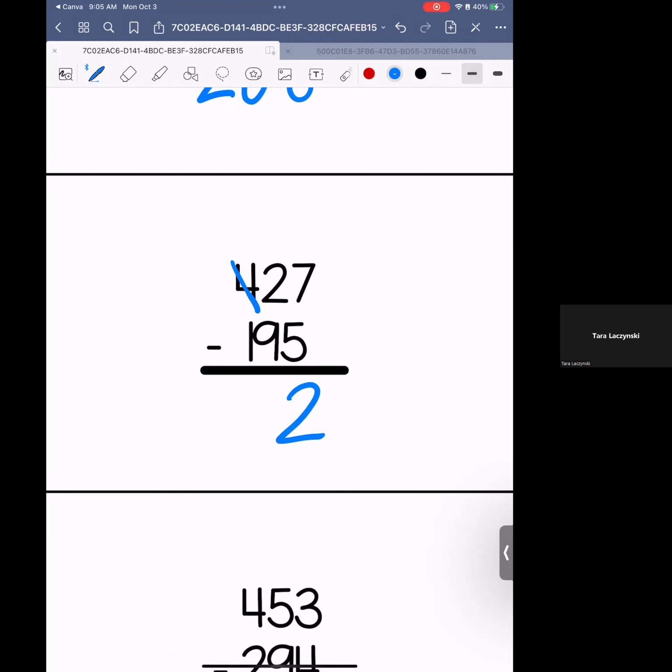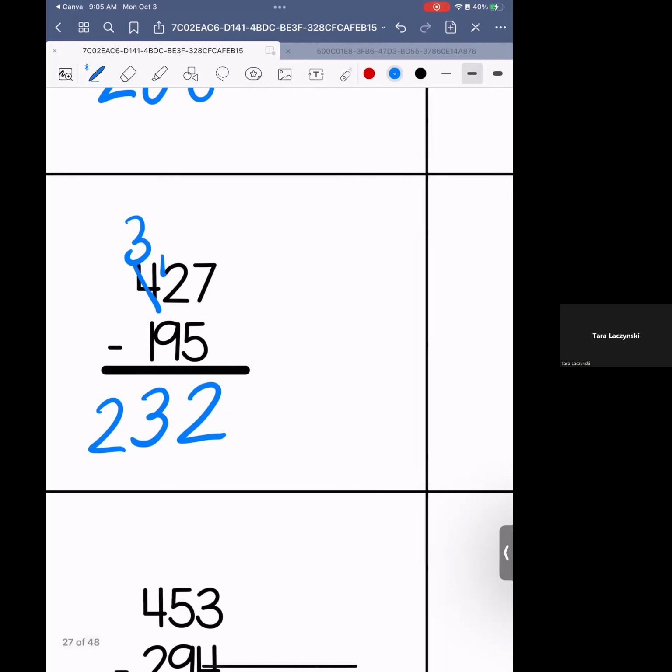7 take away 5 is 2. 2 take away 9, I cannot do. I go next door. 12 take away 9 is 3. 3 take away 1 is 2. 232.